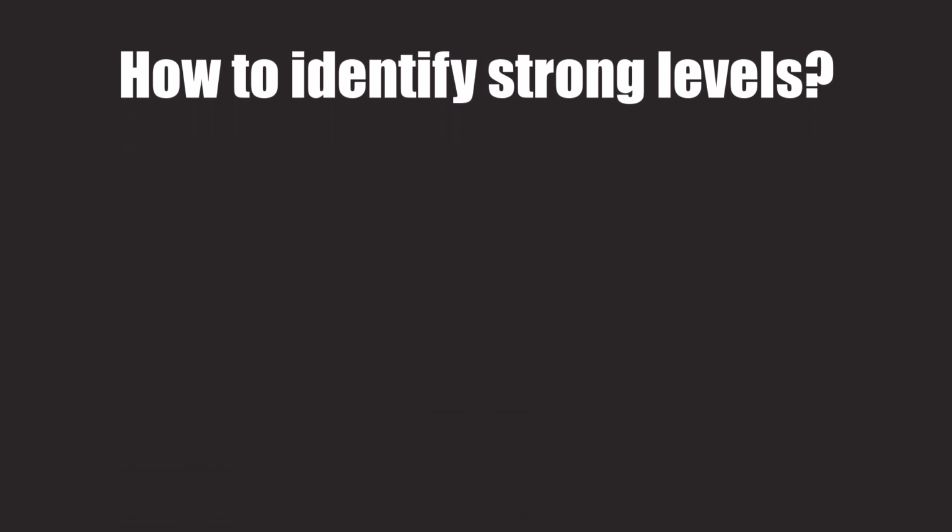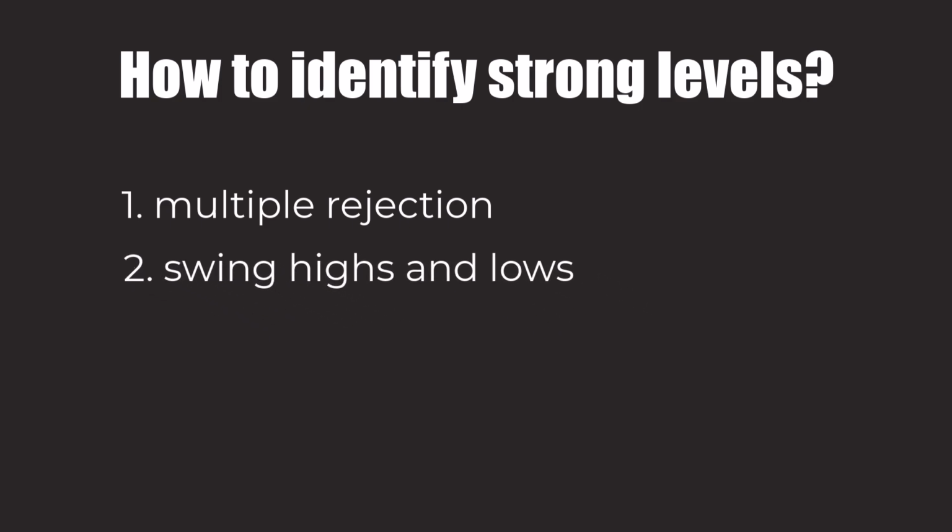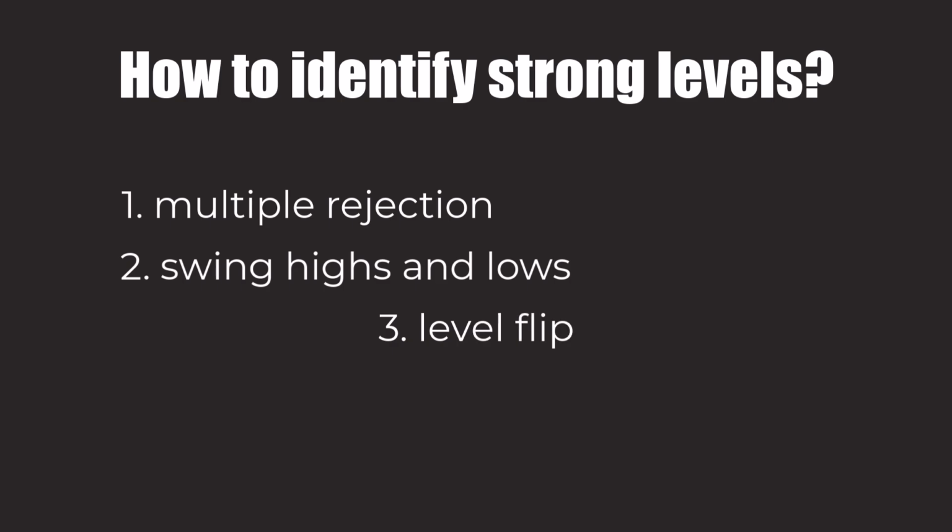How to identify strong levels. Here's how you find powerful support and resistance zones. First, multiple rejections. The more times price rejects a level, the stronger it is. Second, swing highs and lows. Mark clear highs and lows. Price should react cleanly to these points. Third, level flip or role reversal. Support can become resistance after a breakdown, and resistance can become support after a breakout.